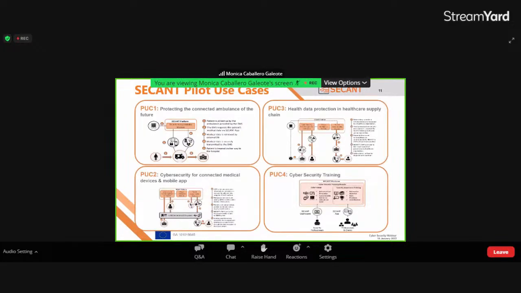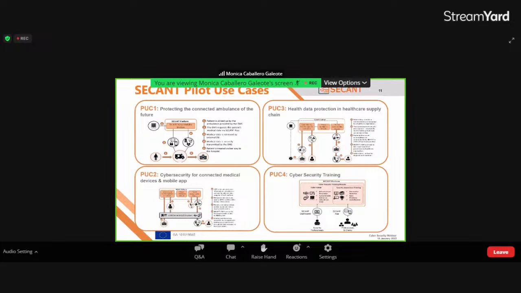We will validate all these models and the platform as a whole in 4 different pilot use cases, all in the healthcare sector. The first use case, protecting the connected ambulance of the future, is aimed at validating SECAN's ability to improve transportation safety and ensure zero-error delivery of patients that are transported using time-constrained and emergency medical services.